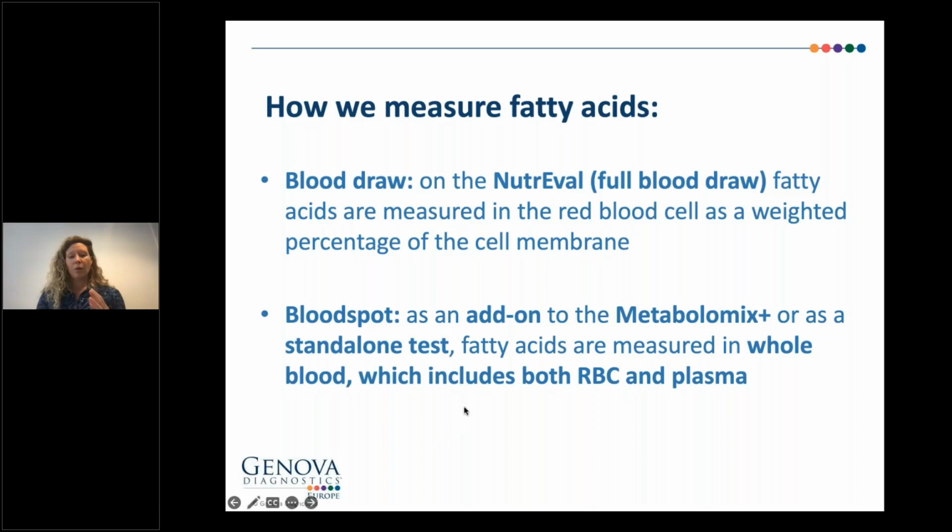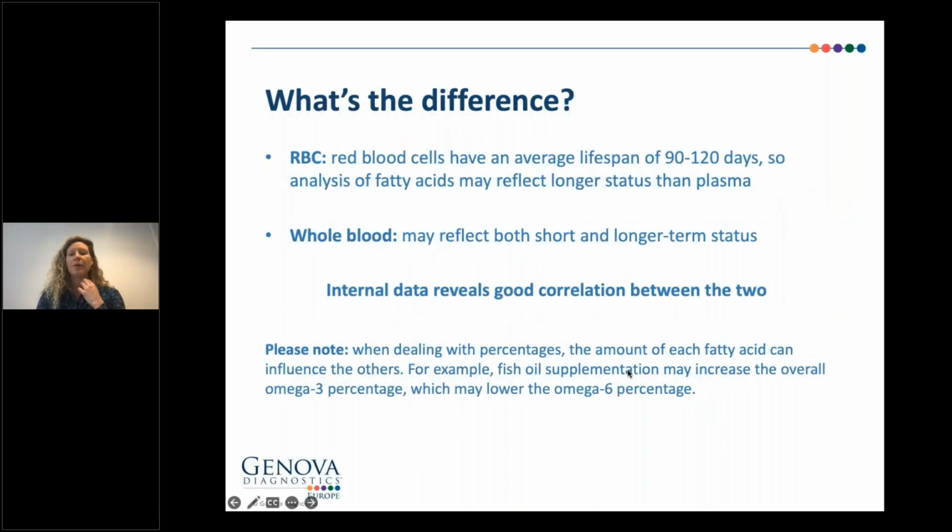So what's the difference between the two? As I mentioned, the fatty acids in the blood draw are measured in the red blood cells as a weighted percentage of the cell membrane. And this means that when dealing with percentages, each fatty acid can of course influence others. So for example, if a client or a patient of yours is supplementing with omega-3 or fish oil, that will of course increase the overall omega-3 percentage, which may lower the omega-6 percentage.